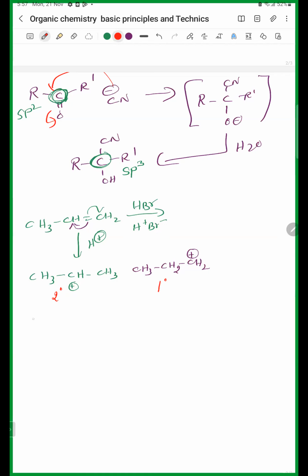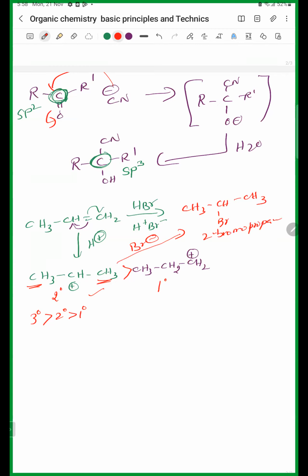So you know that tertiary carbocations are more stable than secondary, which in turn is more stable than primary. Among the two, this will be more stable because the two methyl groups can donate electrons through the sigma bond, or otherwise through hyperconjugation. These are the things you have studied. Then the Br minus attacks. It goes to this place. Then you will get the product CH3, CHBr, CH3, so 2-bromopropane.